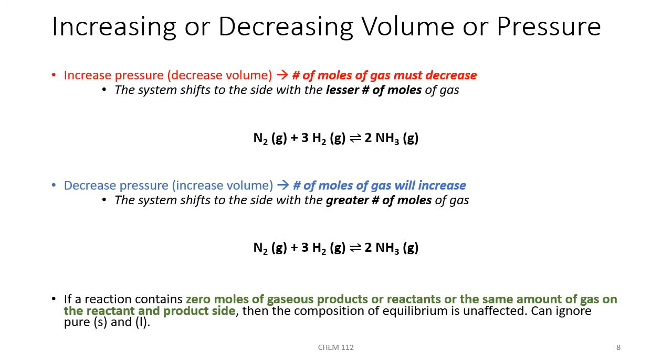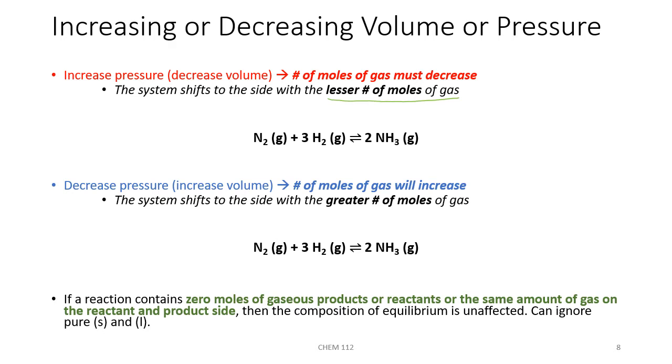When dealing with a reaction involving gases, if we increase the pressure of the system or decrease the volume, those two mean the same thing, the system will shift to the side with the lesser number of moles of gas. Essentially, you are increasing that pressure and the system wants to alleviate that pressure somehow. So the number of moles of gas present must decrease in order to alleviate that extra increased pressure. So that's why it'll shift to the side with the lesser number of moles of gas to help get rid of that excess pressure that you imposed on the system.